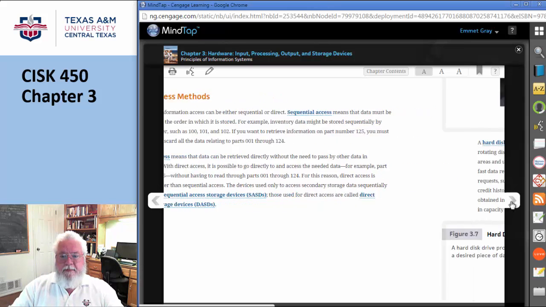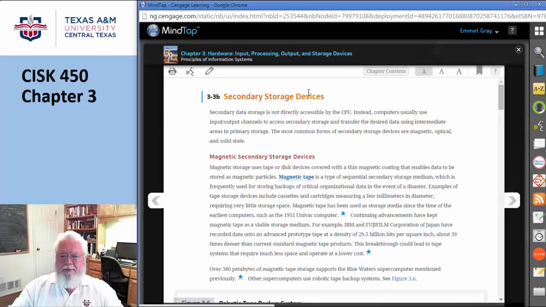Let's continue. I'm going to talk through some of this, but a lot of the storage devices are kind of simple. Magnetic storage, like magnetic tape, is still a prevalent use of secondary storage, although solid state is coming up in popularity.